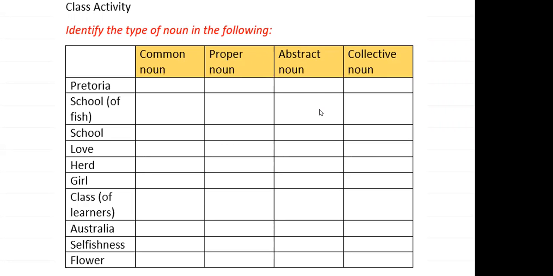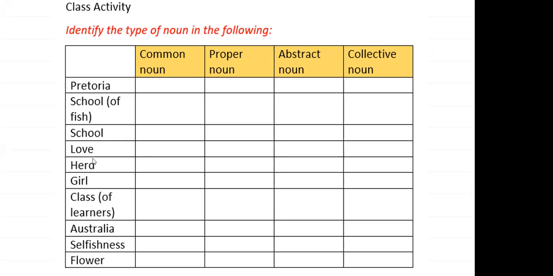Love is the abstract noun because you can't really see or touch love. Okay, thank you so much, Helene. Correct. So yes, love is abstract because love is something you cannot see, you cannot touch. It doesn't have a physical reality.